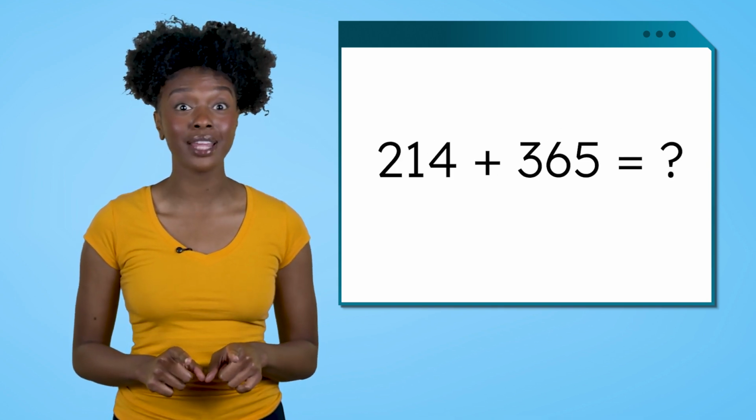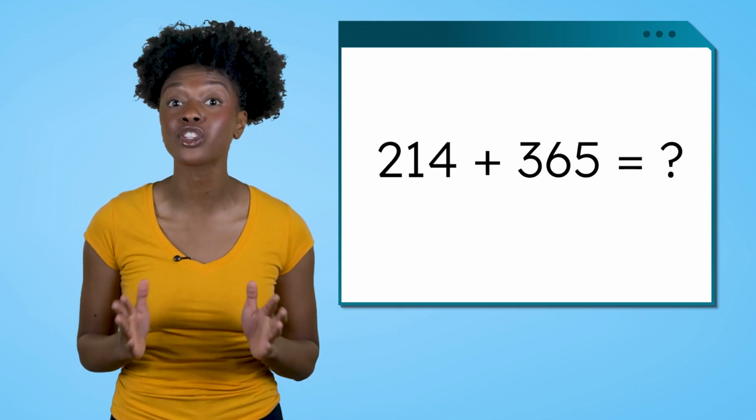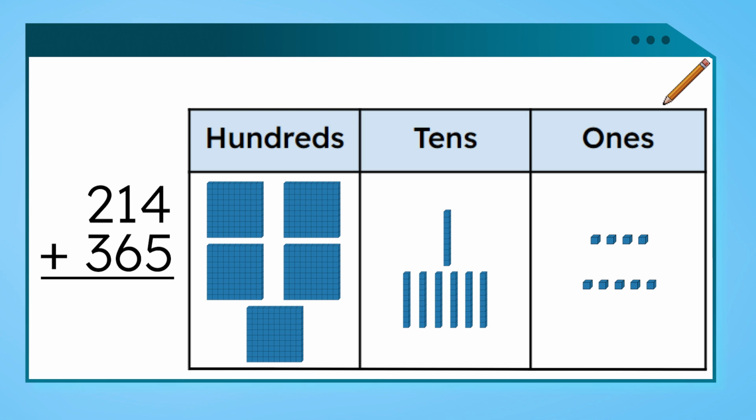Let's start with a problem that doesn't require regrouping. 214 plus 365. We'll set this problem up just like we did the last problem with our numbers and our base 10 blocks. In the ones place, we're adding 4 plus 5. How many total ones are there? 9. That's right. Moving on to the tens place, we have 1 plus 6. How many total tens are there?